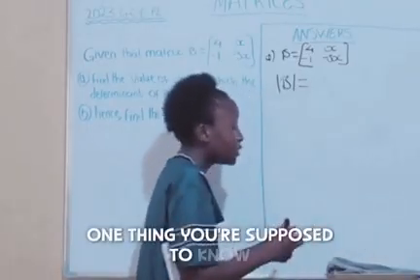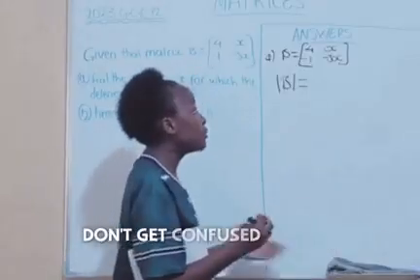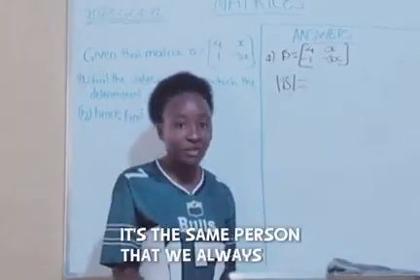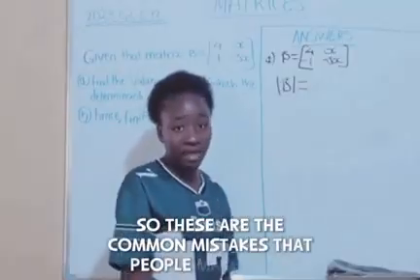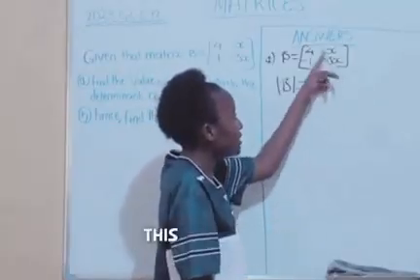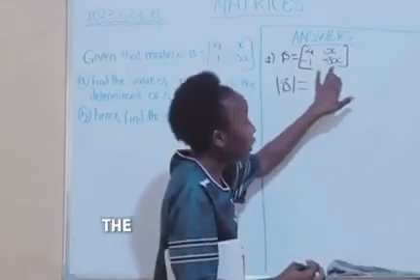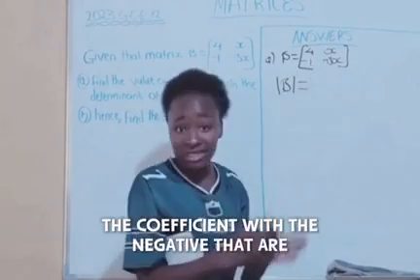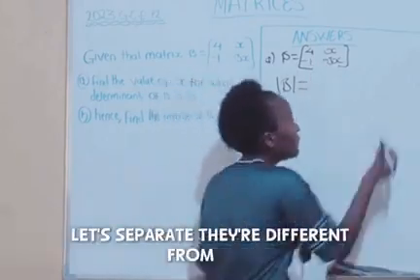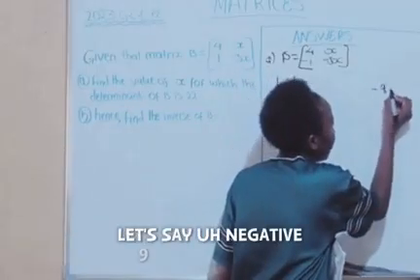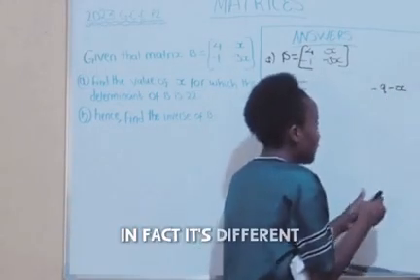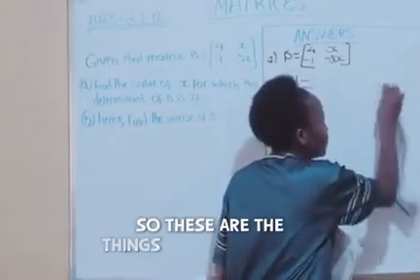One thing you're supposed to know, when you're dealing with determinants, don't get confused because of variables. It's the same procedure we always use. So these are the common mistakes that people make. Okay, so you're seeing this number here. This is not separated in any way. It is the variable and the number, the coefficient with the negative, all attached together, not separate. They're different from this. Let's say -9 minus x altogether, it's different from this one. So these are the things you're supposed to know.